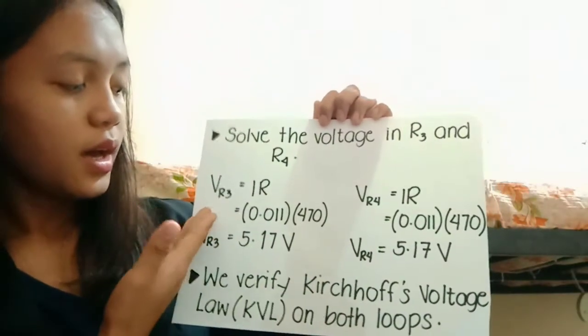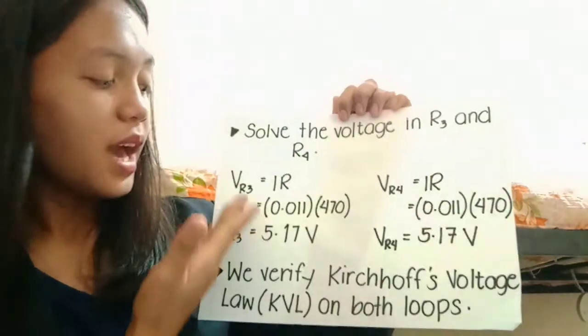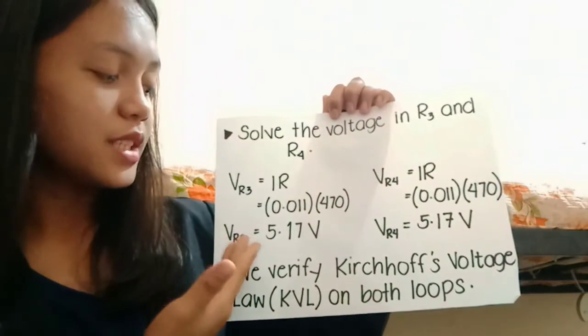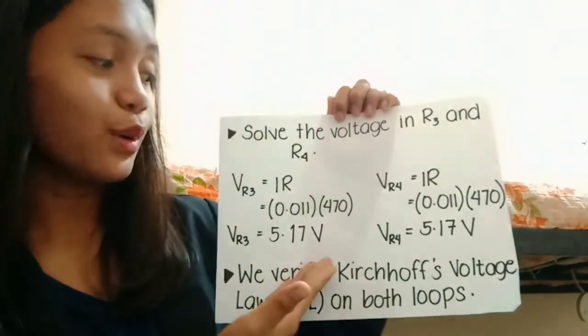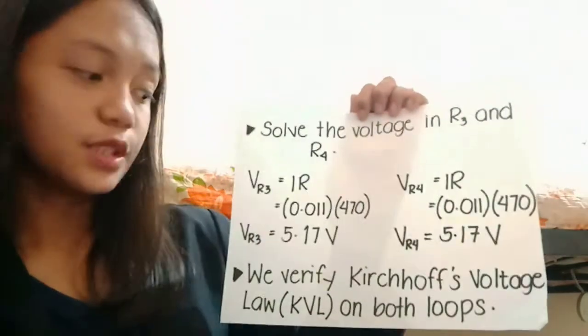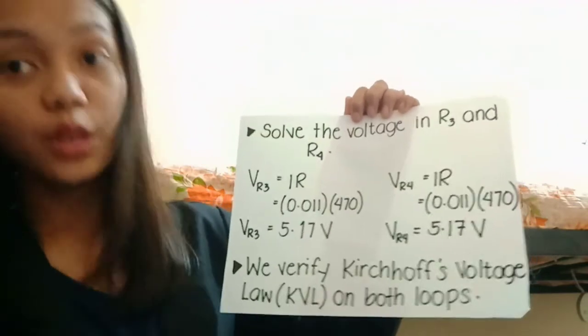We substitute this into our formula and get the voltages for R3 and R4. As you can see here, we substituted the data and did the math. The voltage across resistor 3 is 5.17 volts, and for resistor 4, it also has 5.17 volts. Now we verify Kirchhoff's voltage law on both loops.